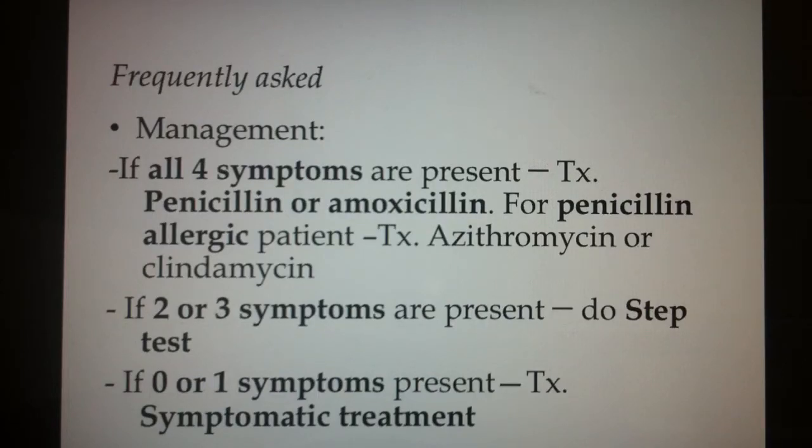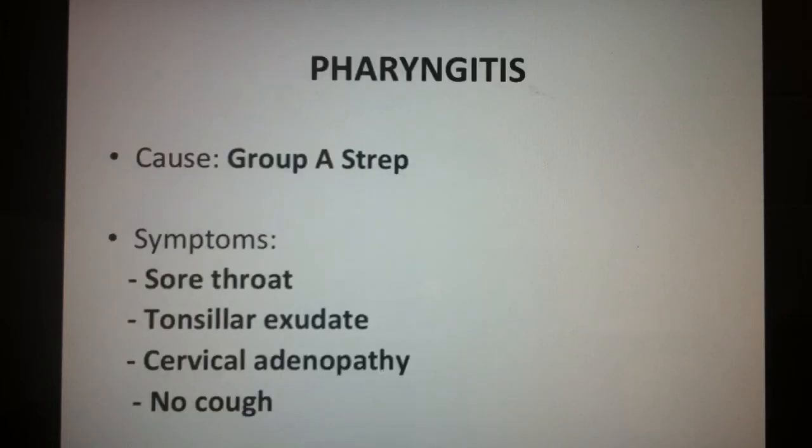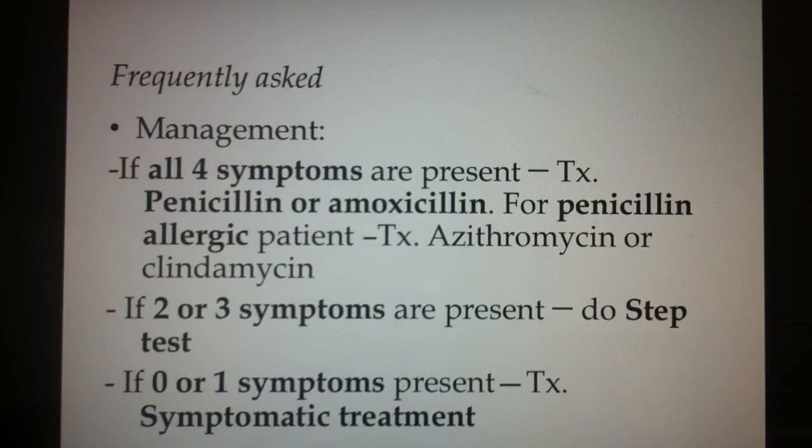But if the patient has 2 or 3 symptoms, then go ahead and do the strep test. For 0 to 1 symptoms, just give the symptomatic treatment such as Tylenol. So again, anytime you have an acute pharyngitis question, go back to the question, check if all the symptoms are present. If all the symptoms are present, go ahead, pick the treatment. If 2 or 3 symptoms are present, then do the strep test. If 0 or 1 symptoms are present, give the symptomatic treatment.